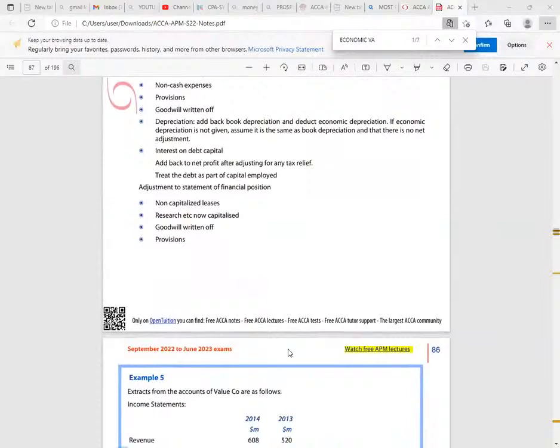Adjustments to the statement of financial position, for the students who were in my last class: we said that any non-capitalized leases have to be capitalized. Research, etc. now has to be capitalized. Any goodwill that was written off in previous years has to be written back. Provisions, ladies and gentlemen, you have to take them back to the balance sheet. And then they are giving us a good example. Let me go through the charts first of all.